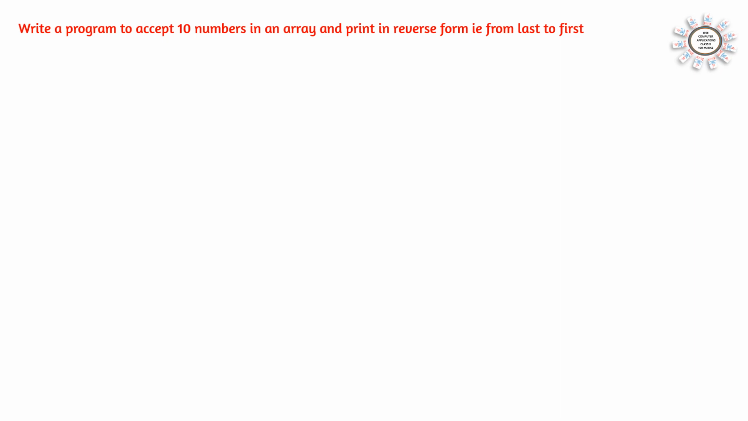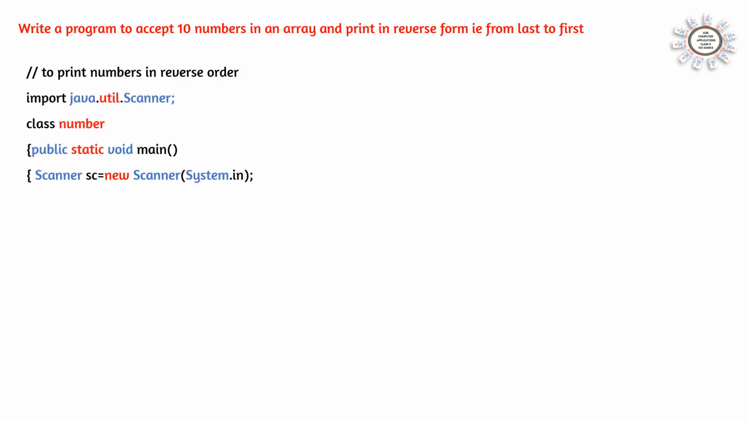Next question is, write a program to accept numbers in an array and print in reverse form, that is from last to first. The first element will come last and the last element will come first. So now we can start the program. Write the first 4 lines. Till the scanner class it is the same, only change the class name and write the proper comment.